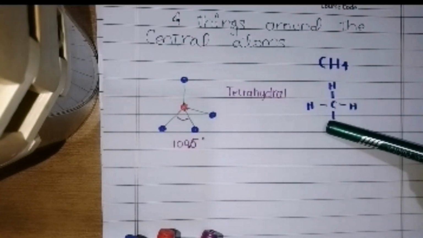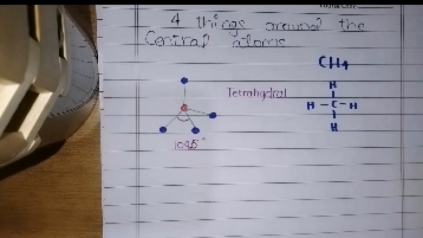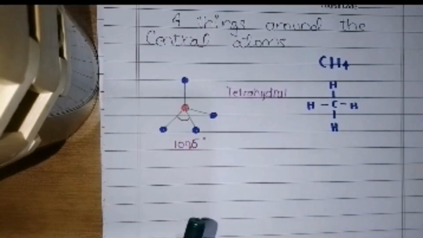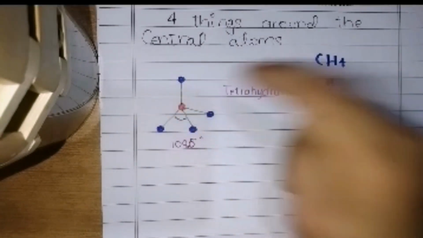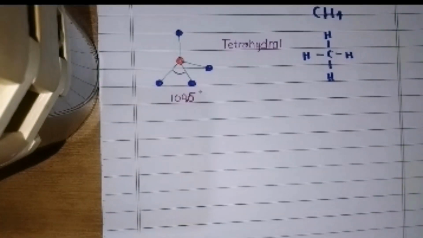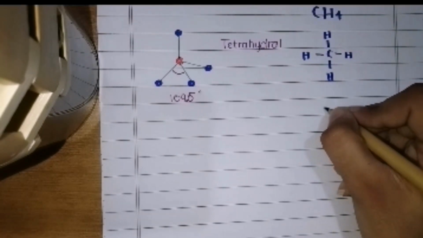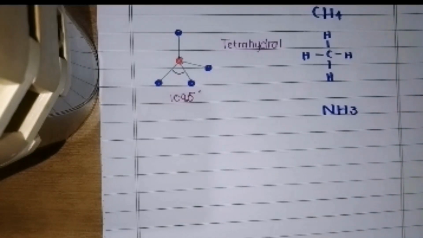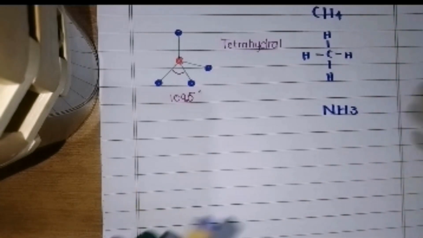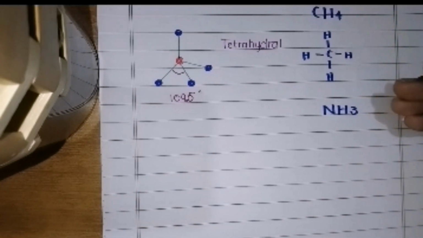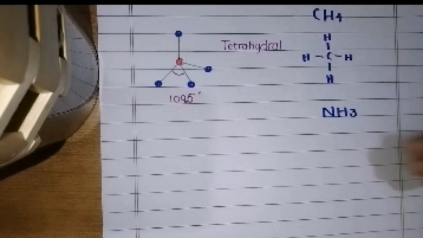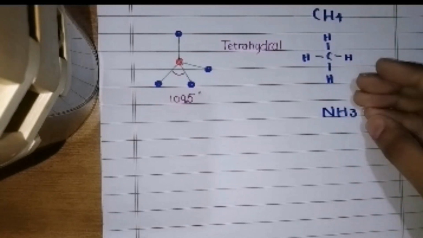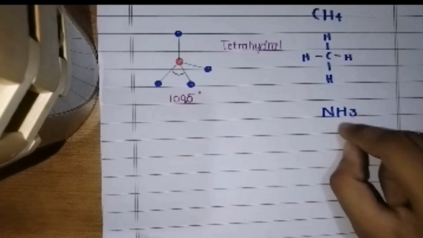Now we're going to talk about three bonds and one electron pair. So this one bond is going to be replaced by an electron pair. The example we're going to talk about is NH3. This ammonia molecule is a nice example of such a compound. We have one electron pair on the nitrogen atom and three hydrogen atoms on the side.